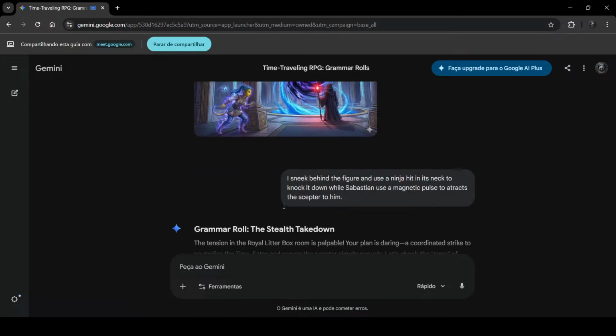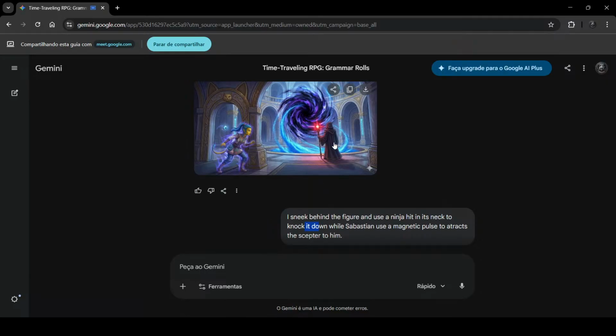So there's another thing. Let me see what you've done here. There's another thing that I would like to see here. Look. So "I sneak" with an ea, right? "Behind the figure and use a ninja hit to its neck, on its neck." This is another thing. "Its neck." I don't like that. It's not like a creature. It looks humanoid. It looks like a dark figure in a robe. It's not creature-like, it's not animal-like, it's not object-like.